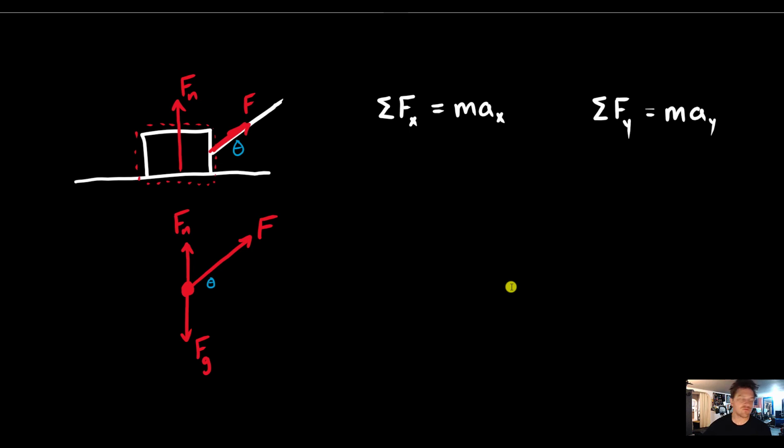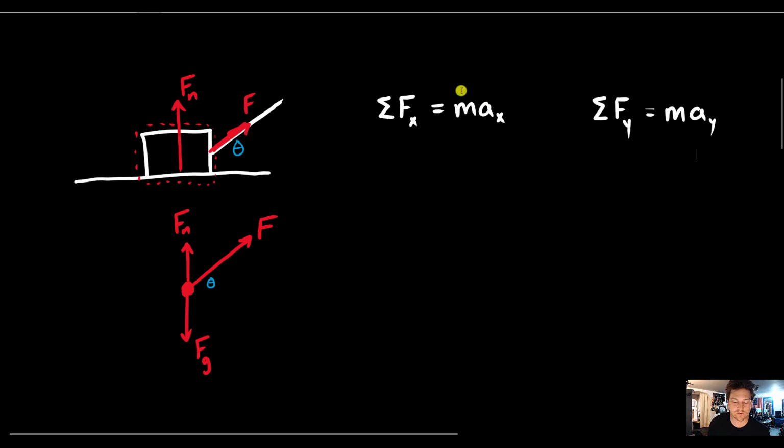Now, it's pretty safe to assume that this thing is not accelerating in the y. Usually when we deal with something that's on the ground, things aren't just shooting up into the sky, or all of a sudden accelerating down into the ground. So usually we can say the acceleration in the y direction is equal to 0, but we'll just leave it like this for now. Let's look at the x direction first.